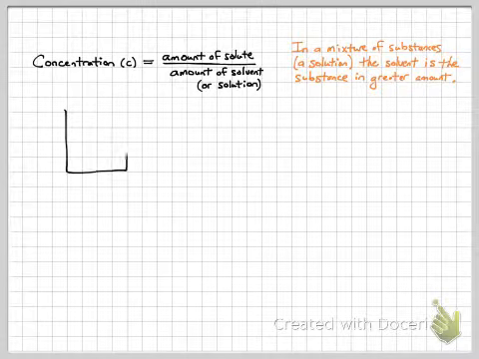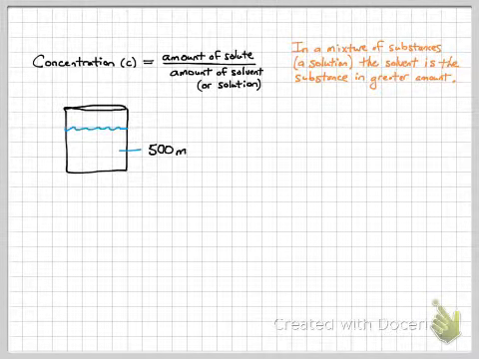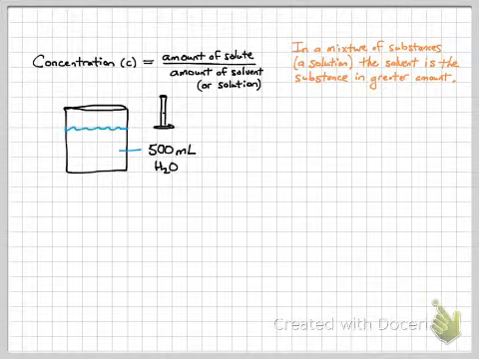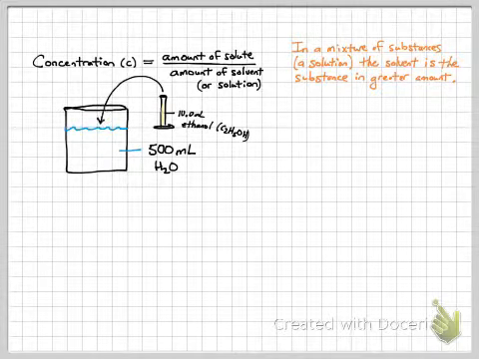So for instance, if you have a beaker of water, 500 milliliters, and you want to make a solution of water and ethanol, and happen to have 10 milliliters of ethanol, which you then mix into the water, and it forms a homogeneous solution. In other words, it's evenly mixed throughout the whole solution.